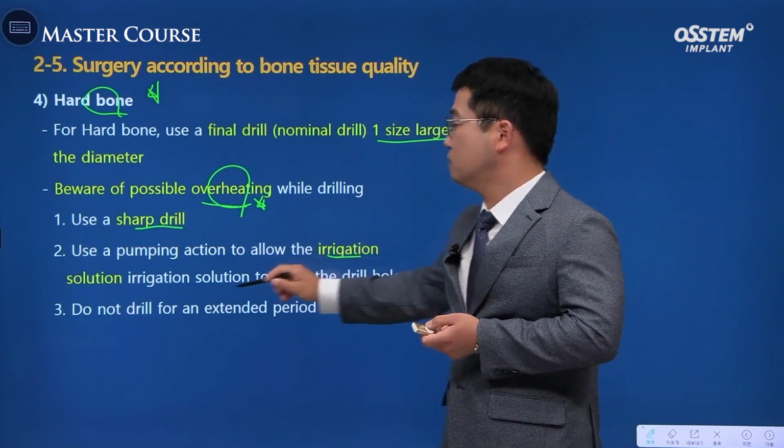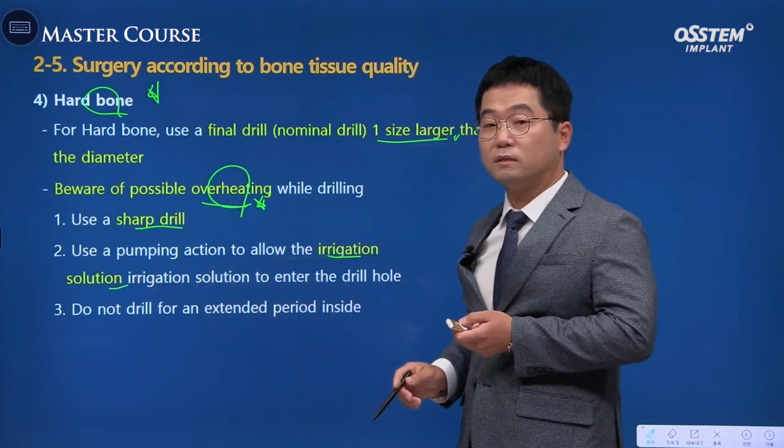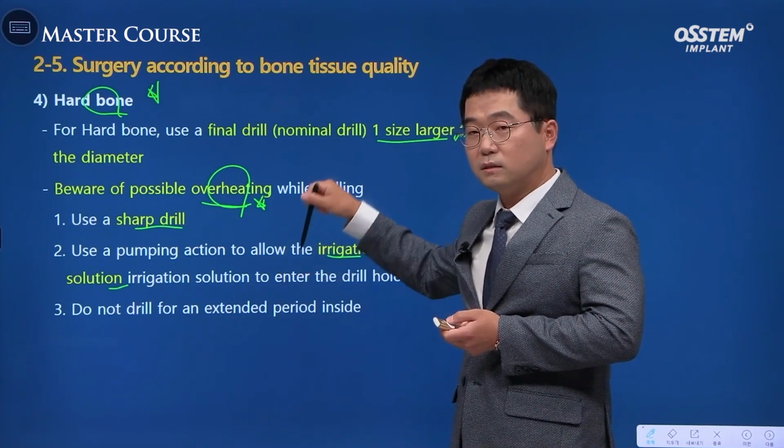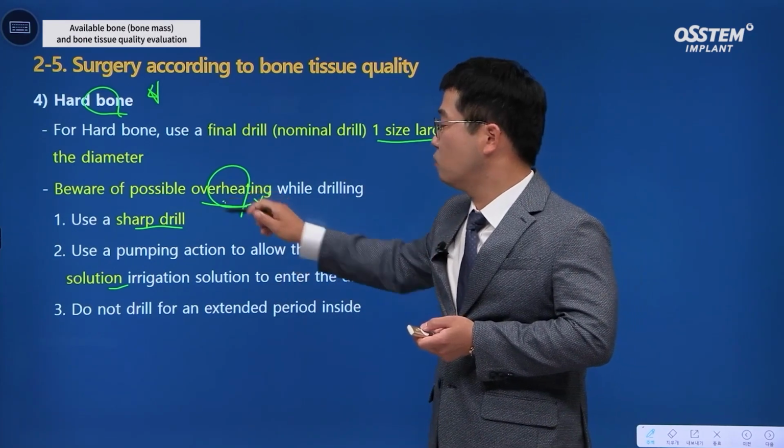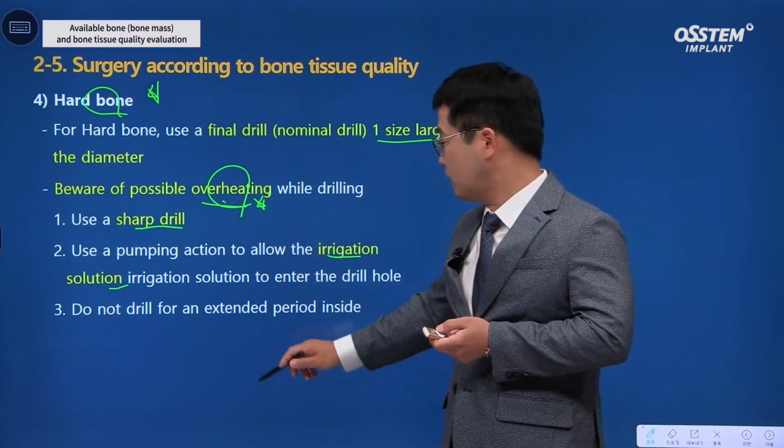We need to use a sharp drill, and you need to use irrigation sufficiently to cool it. If you drill too much in the socket, then it can cause bone heating. So we need to be very, very careful.